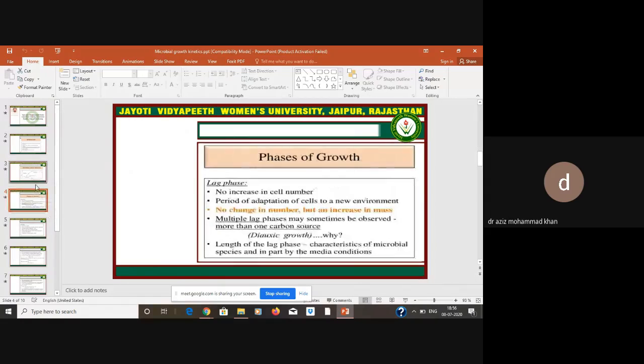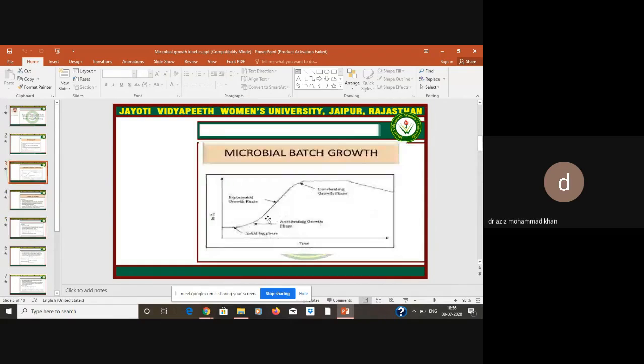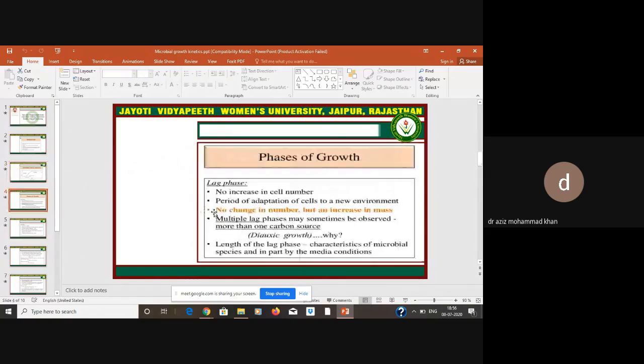The next phase is the log phase or exponential phase. The log phase is the most important phase for the microorganism because in this phase exponential growth occurs. So this phase is also known as the exponential phase. We can find here that the microorganisms divide rapidly in this phase.